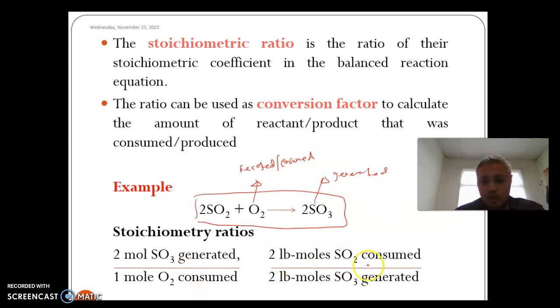Same goes to here. If you have 2 pound moles SO2 consumed here, consumed because it is reacted, we can make a ratio to 2 pound moles of SO3 generated. So we can use generated or produced for the one that is produced here, and for the one that's reacted or consumed, we can use that term. In other words, for SO2 or O2, we use the term reacted or consumed. For SO3, we use generated or produced.